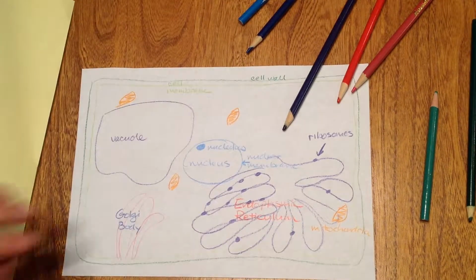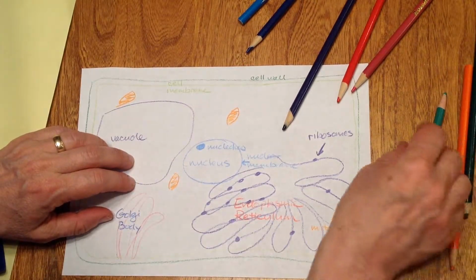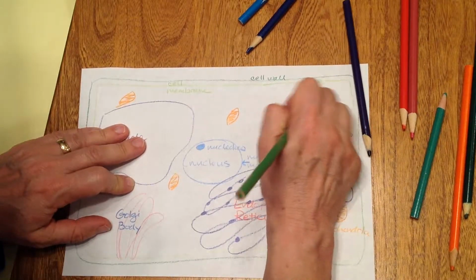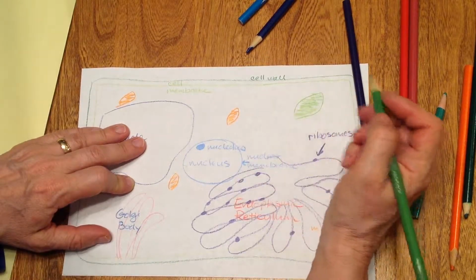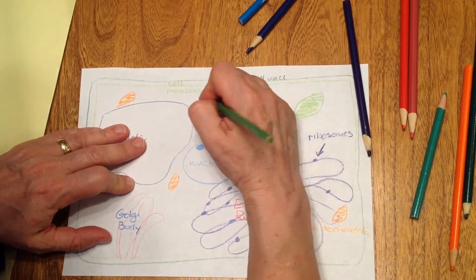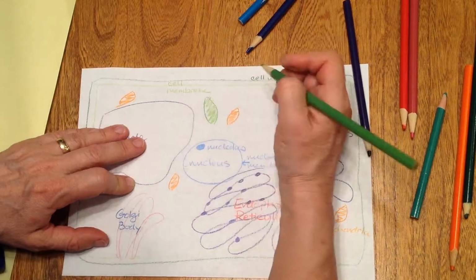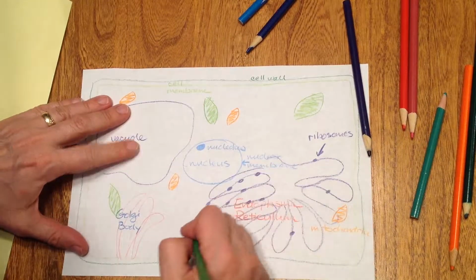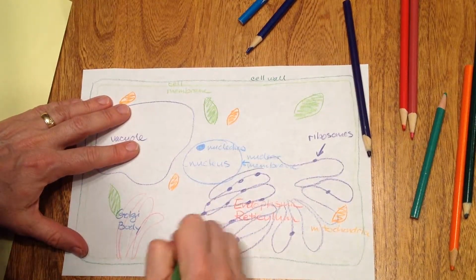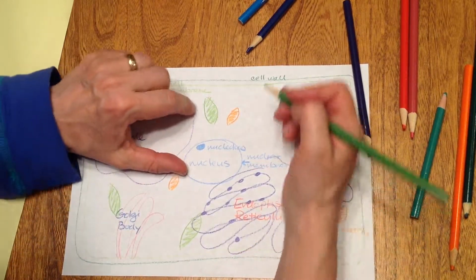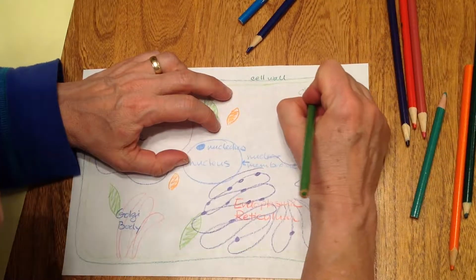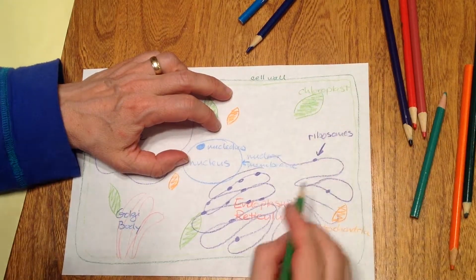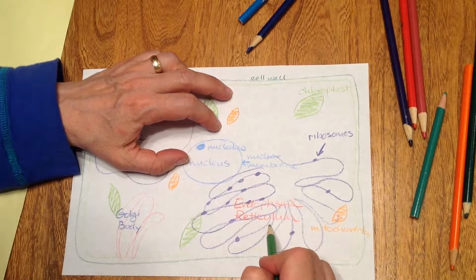Okay. Then since this is a plant, we're going to put some chloroplasts in here. And they're typically bigger than the mitochondria, although they kind of have the same shape to them, but they're bigger and they're green. So chloroplasts everywhere. We'll just draw a couple so it doesn't get too crazy. That's a chloroplast.